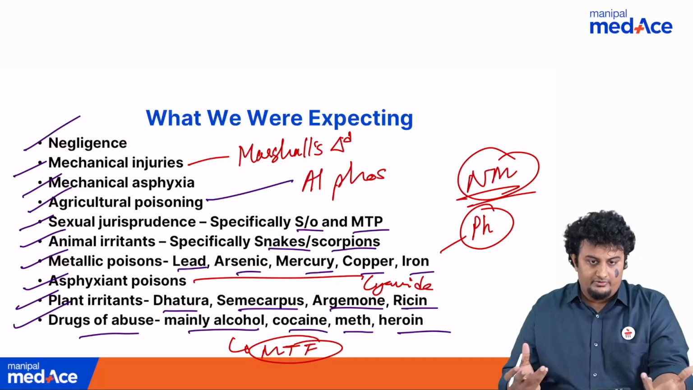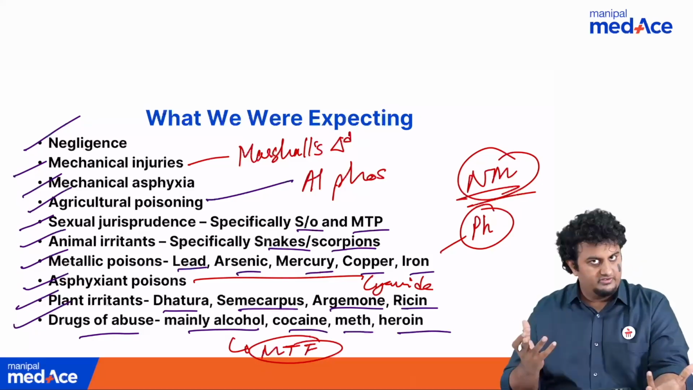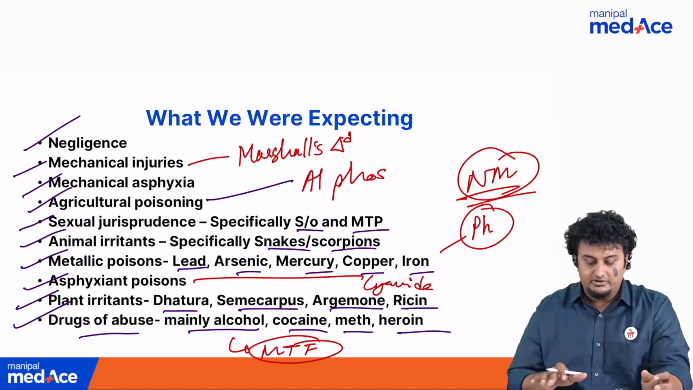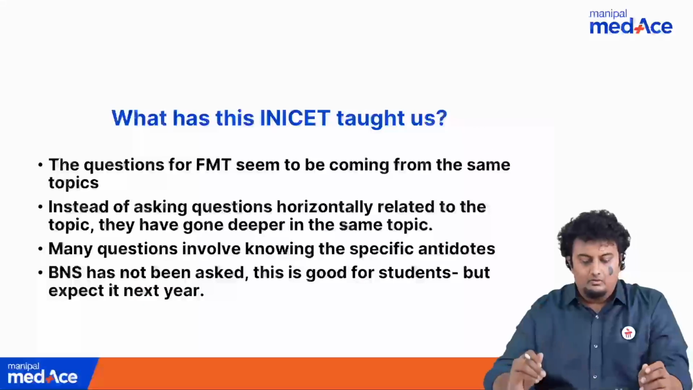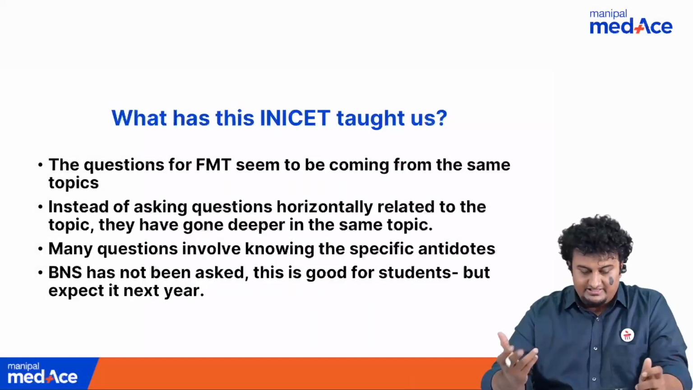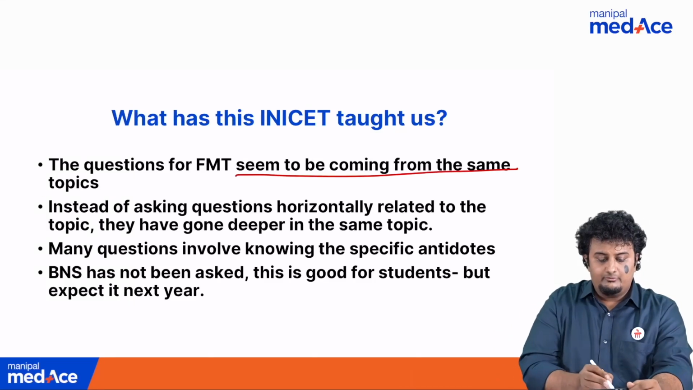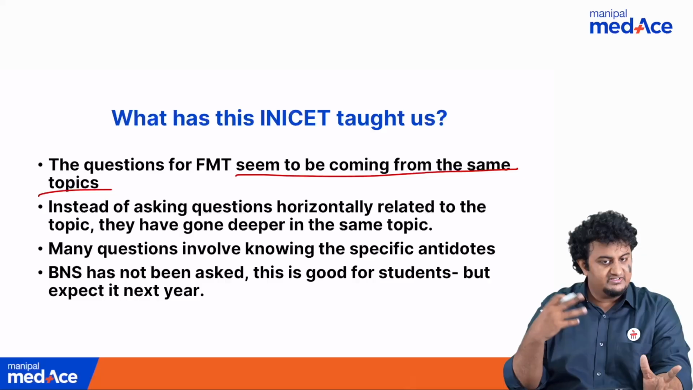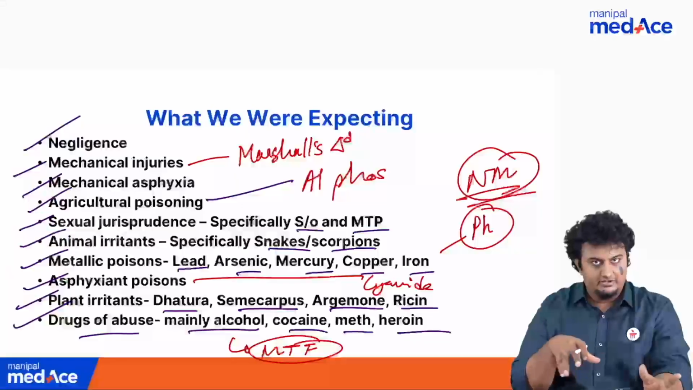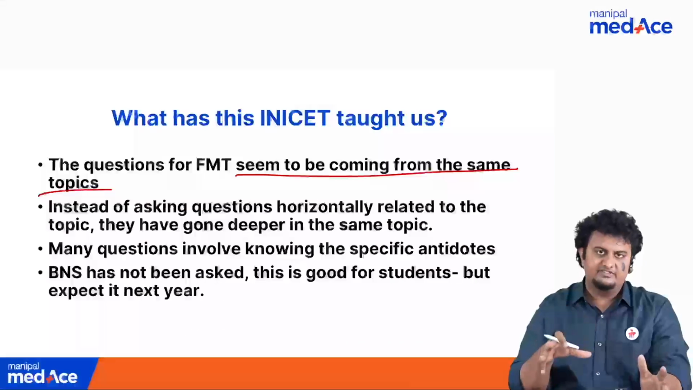Now this is what we were expecting, so it somewhat did cover all the things we were expecting. We just didn't expect them to do it in this fashion. Now what has this INICET taught us? That's also very important to note. The questions for FMT seem to be coming from the same topics. The topics seem to be revolving around the same areas. All the stuff that I have mentioned here with what we were expecting, it has come from the same topics.